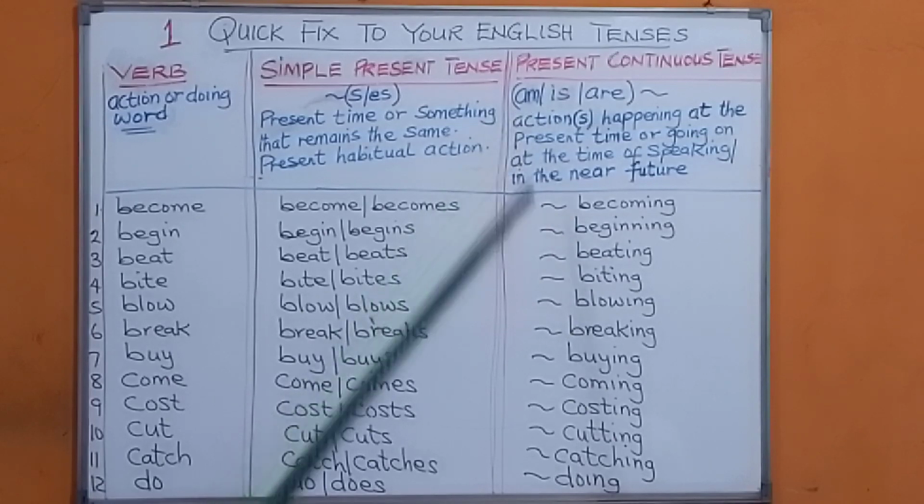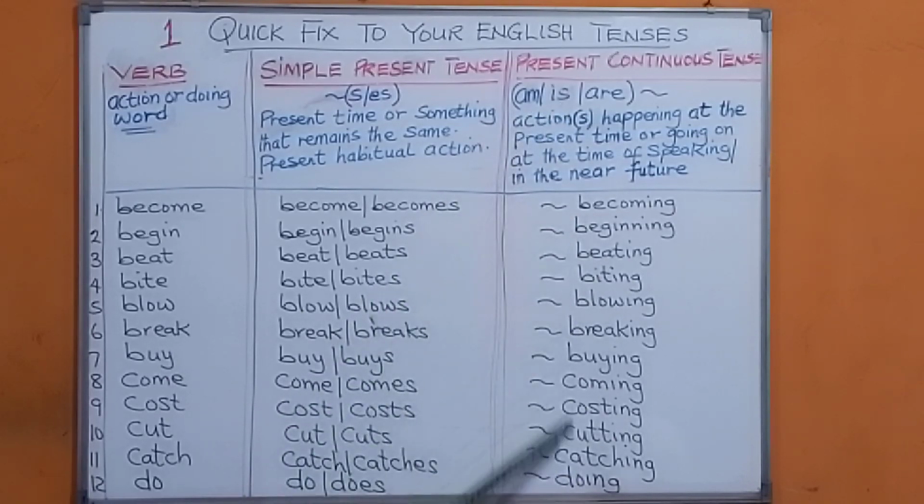I am doing the work. She is doing the work. We are doing the work. Doing. Okay? So that's the first slot on how we use simple present tense and present continuous tense quick fix.